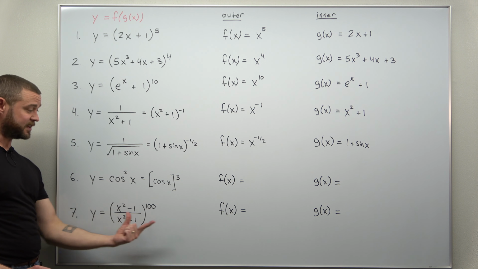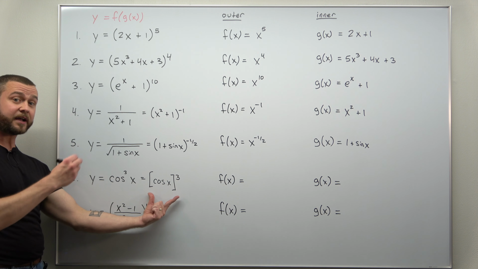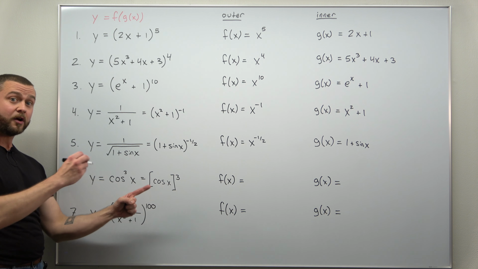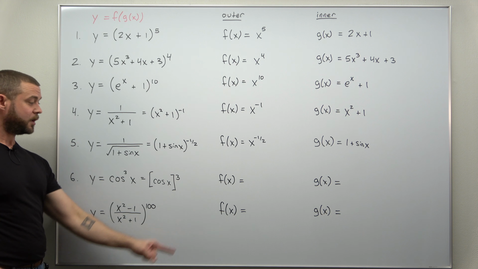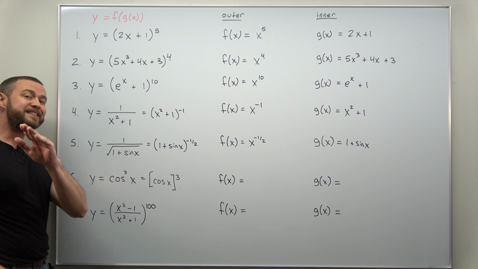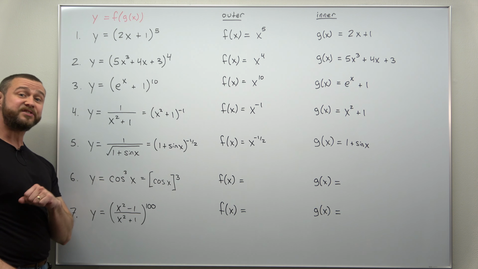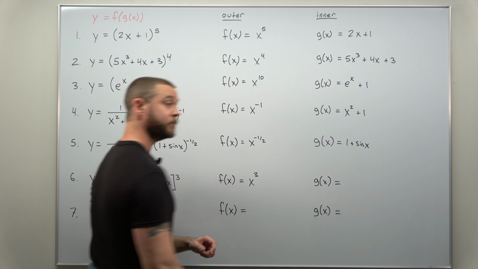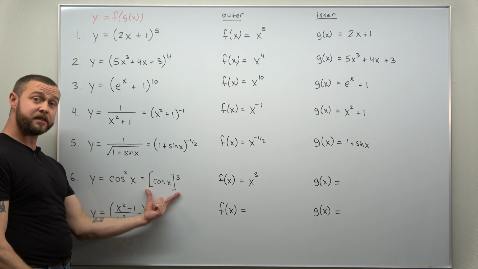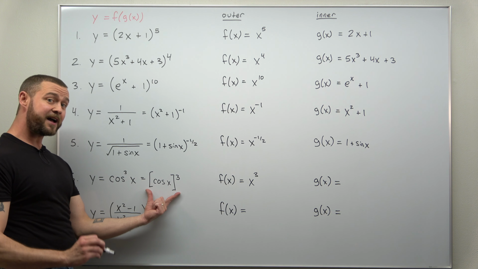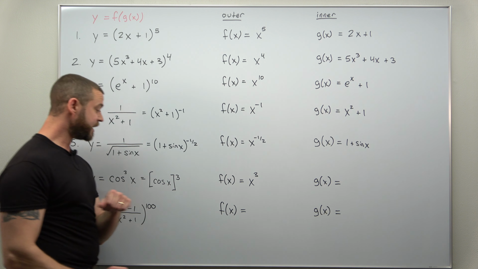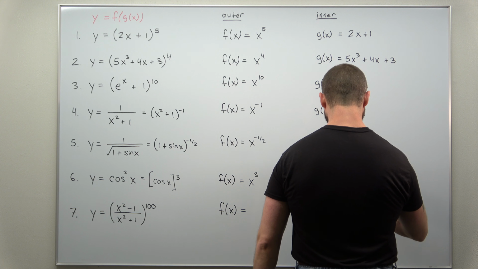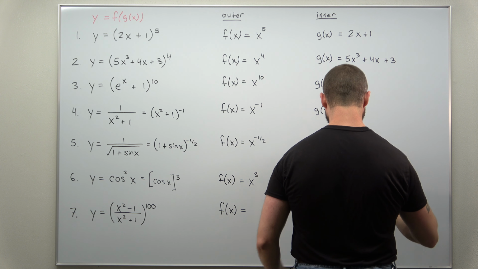By rewriting this or thinking of cosine cubed of x as follows, cosine of x cubed, you'll be able to more easily identify the outer function as x to the third power. And notice by rewriting it like this, you can now easily identify the inner function, which would be cosine of x. So here, g of x would be cosine of x.